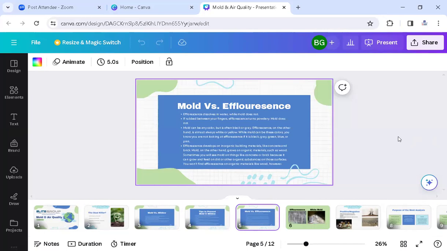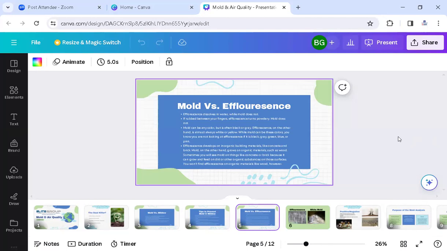All right, real quick. This looks like a busy section, but it is worth mentioning. So, mold versus efflorescence. Mold and efflorescence can look very much alike. Efflorescence dissolves in water, white mold does not. If it's rubbed between your fingers, efflorescence turns powdery, mold does not. And if you're not sure what efflorescence is, it's the residue left over from moisture, usually on concrete, brick, or any other stone-like substance.